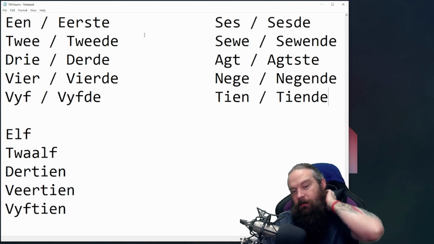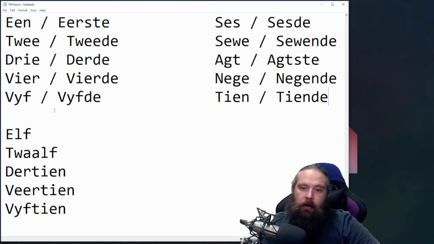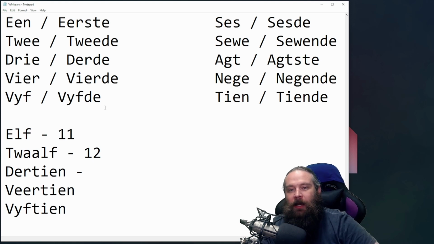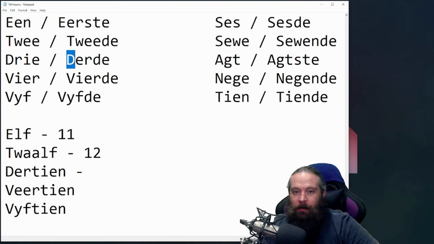And now we get back down to numbers above 10. I'm going to have to do this because then we can figure out what is what. Elf. Like elves from Lord of the Rings. Elf. Right? Ooh, this is going to be difficult. Twaalf, 12. Easy, right? Now, if you look at the top, this is why I said this part is important.